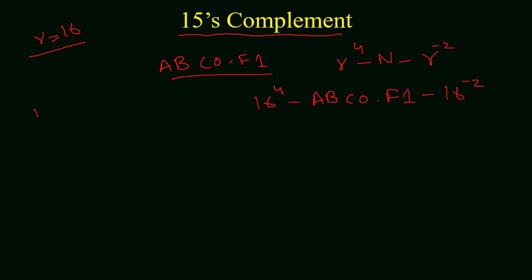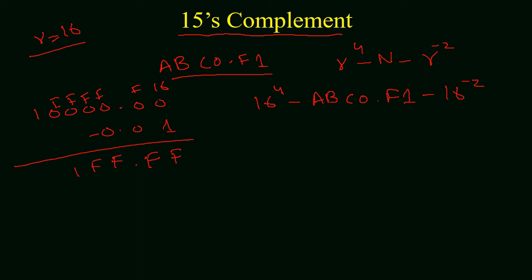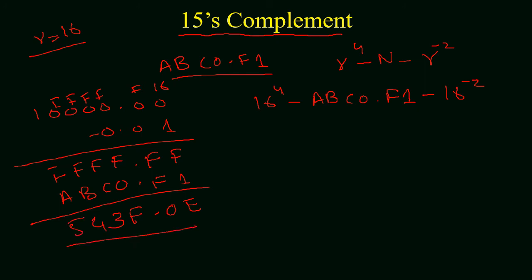So it will be 1 with 4 zeros dot 00 minus 0.01, and here we will have 16, and the rest will be 15's. Now solving, we will have ffff.ff. Now subtracting the original number, which is abc0.f1, here we will have 543f.0e. So this will be the 15's complement of the given number.